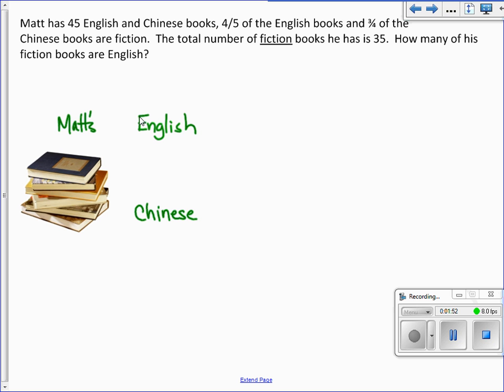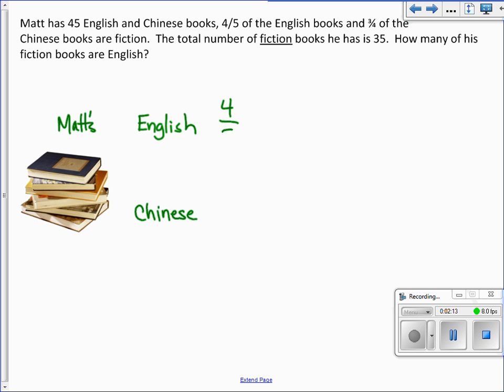What do we know about his English books? He has 45 English and Chinese. We know altogether he's got 45, yep. What is the information we know just about the English collection, though? 4/5 of them are fiction.